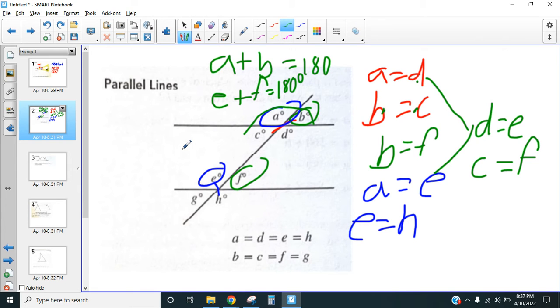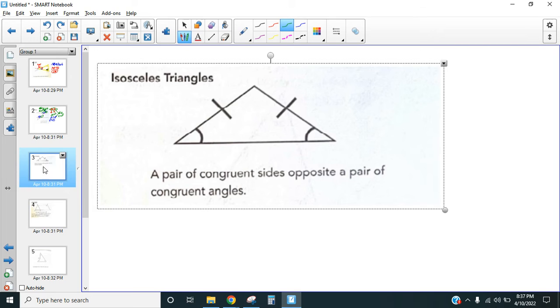And then what if A is equal to something else? Can I replace it? Well, yeah. If A is equal to D, then I could say D plus B is equal to 180, and so on. So think about that when you do number 4.